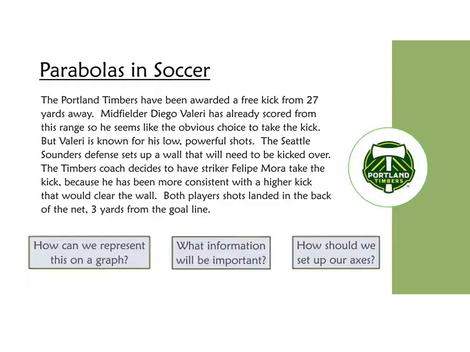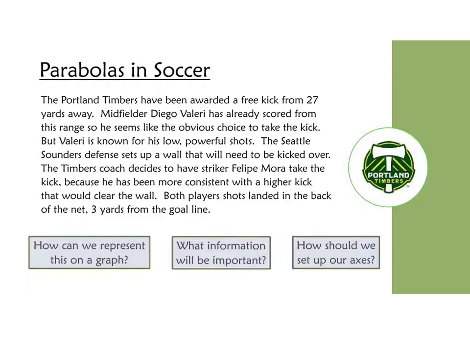But Valeri is known for his low, powerful shots, and the Seattle Sounders defense sets up a wall that will need to be kicked over. The Timbers coach decides to have striker Felipe Mora take the kick because he has been more consistent with a higher kick that would clear that wall. Both players' shots landed in the back of the net 3 yards from the goal line. They ask us 3 questions.